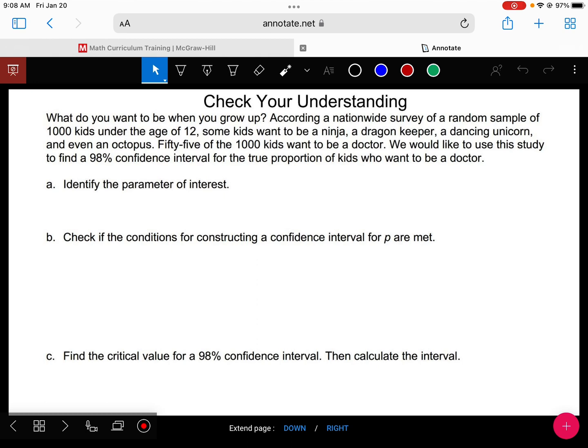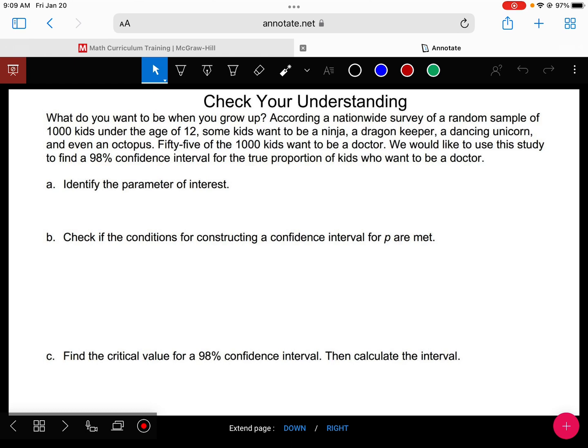10%. Random. Law of large counts. Yes, we need to check for normality. So is randomness met? How do we know? Random sample of 1,000 kids, so randomness is met. Is 10% met? Yes, how do we know? There's more than 10,000 kids under 12 in the nation.